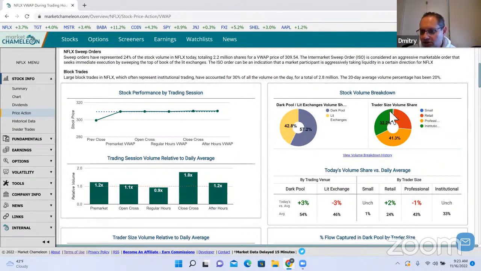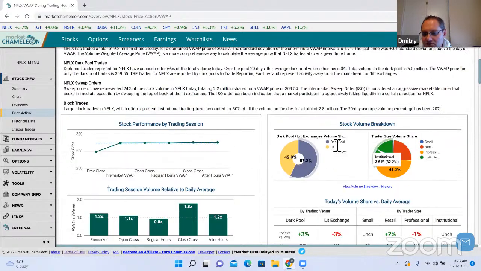Let's take a look then at another breakdown. Now this breaks down the volume by what type of exchange it traded on. So there are lit exchanges, and then there are dark pools. So we separate those two. And when we look at it, why is that significant?